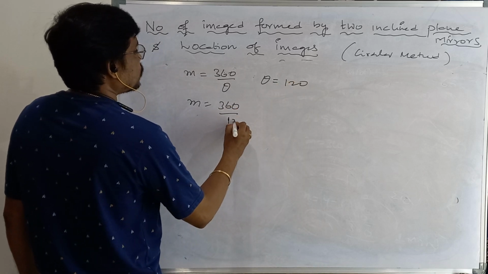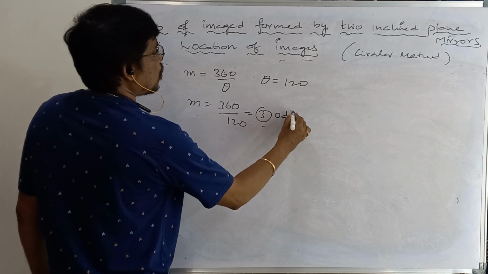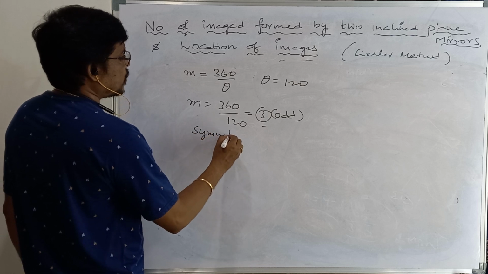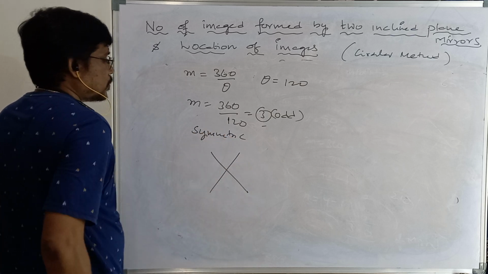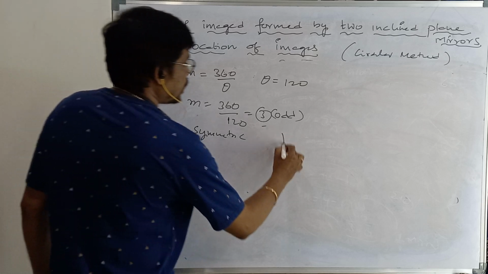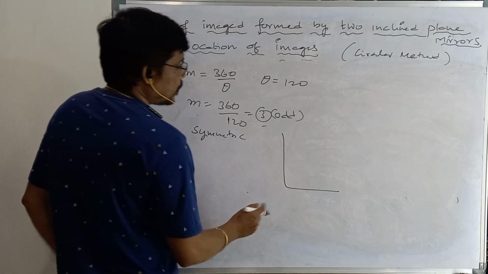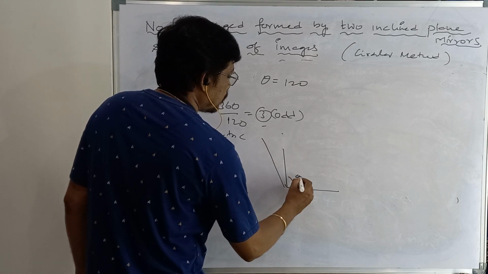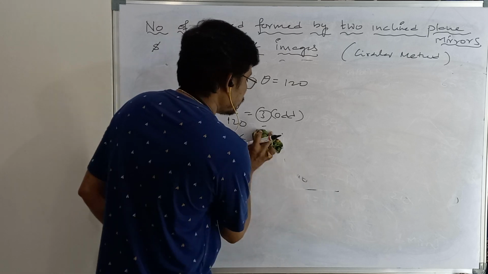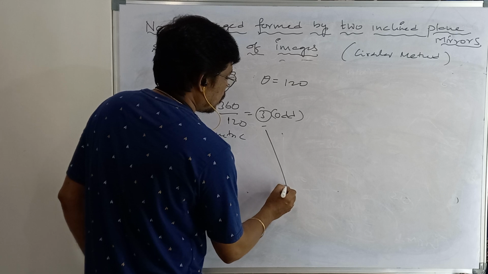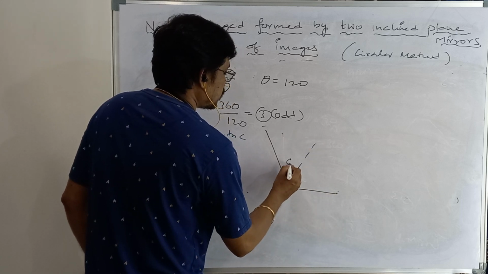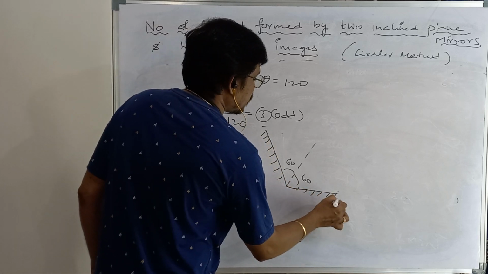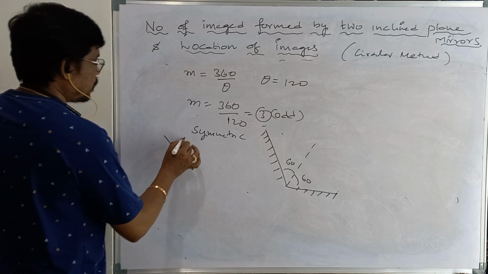360 by theta is 120. So it is 3. So this is odd. Odd case, whether it is symmetric or asymmetric, I am considering symmetric. Let us take the mirrors. 120 means C. So this is 90. First, symmetric. Symmetric means this is 120. This is 60. This is 60. Symmetric. So this is mirror 1. This is mirror 2.